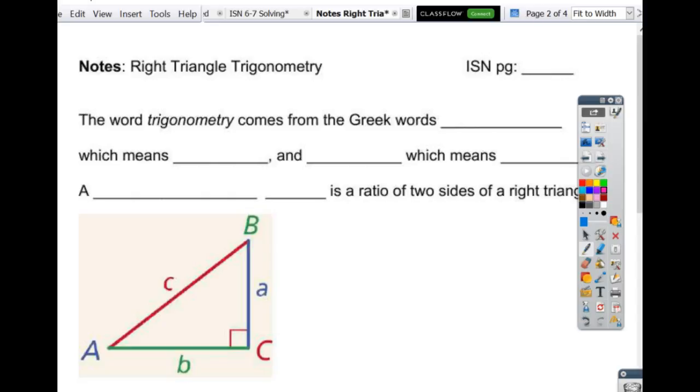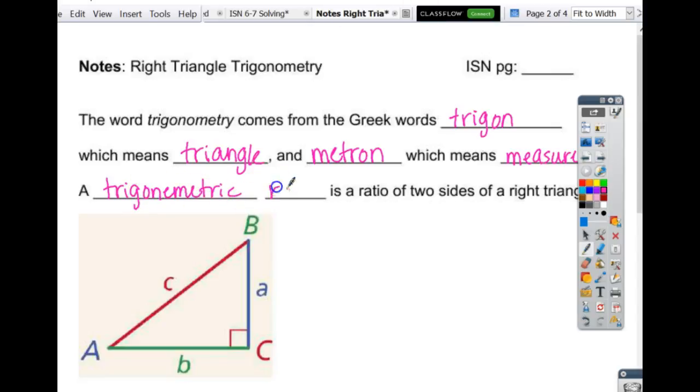Okay, so trigonometry comes from the Greek words trigon, that means triangle, and metron, that means measure. So it's technically the measure of the triangle, right?